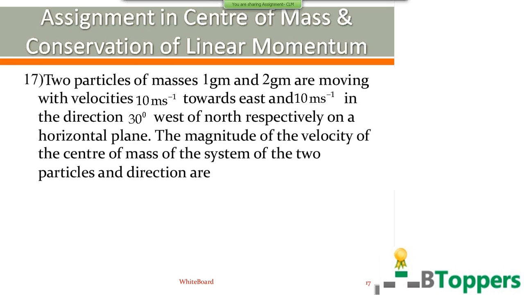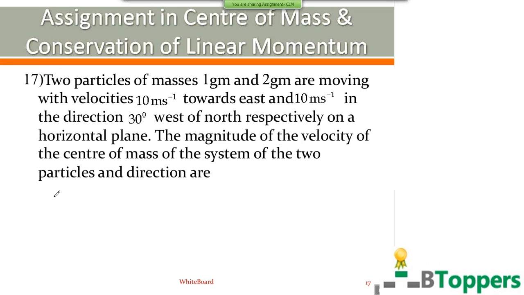Next, I am going to discuss question number 17 here. Two particles of masses 1 gram and 2 gram are moving with velocities 10 meter per second towards east and 10 meter per second in the direction 30 degrees west of north, respectively, on a horizontal plane. The magnitude of velocity of the center of mass of the system of the two particles and its direction are asked. So I take m1 equal to 1 gram and m2 equal to 2 grams.